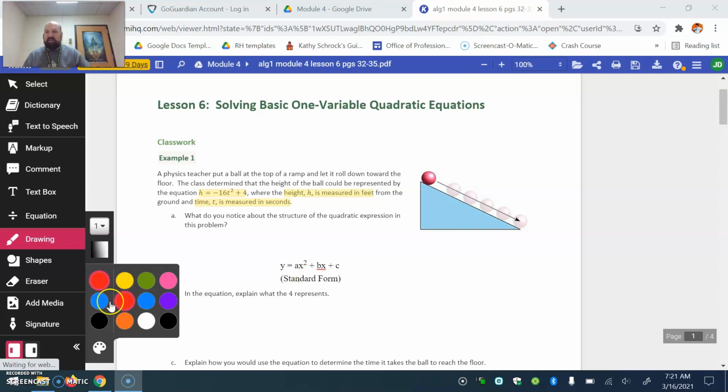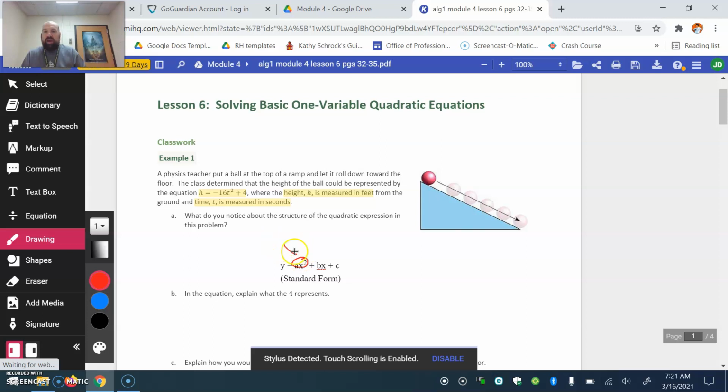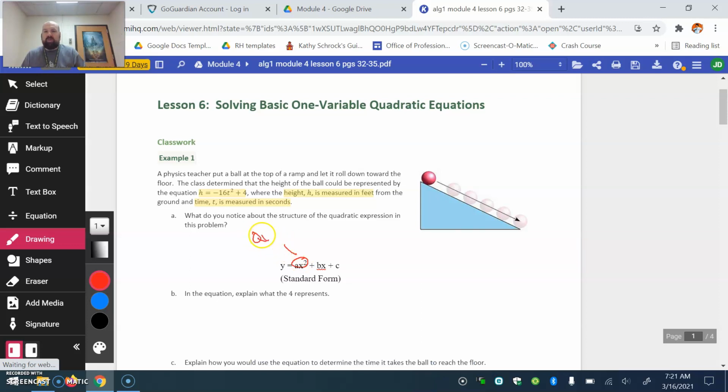So let me identify these parts really quick, and I'll color code everything. This ax squared is the quadratic term. I'll just abbreviate quad term. And then the middle term, plus bx, is often referred to as the linear term. You notice there's no exponent there. And the quadratic term is because there's an exponent of 2. And then plus c, this is the constant.